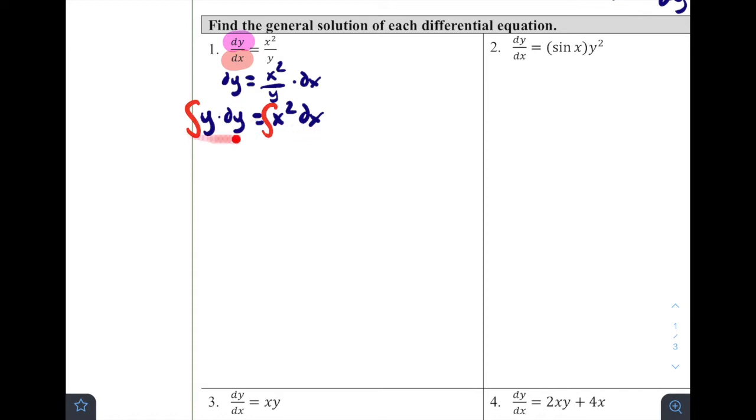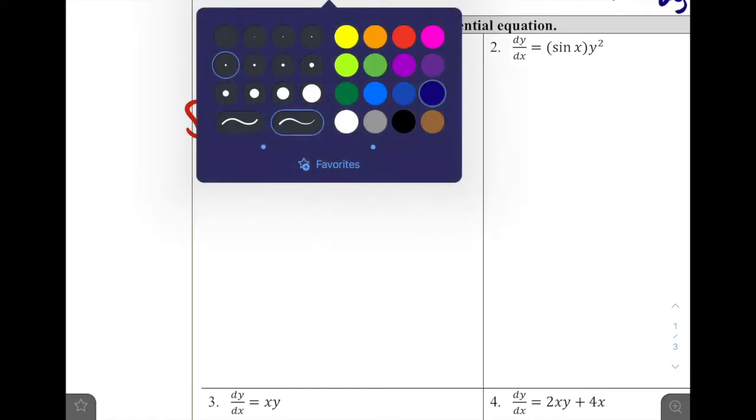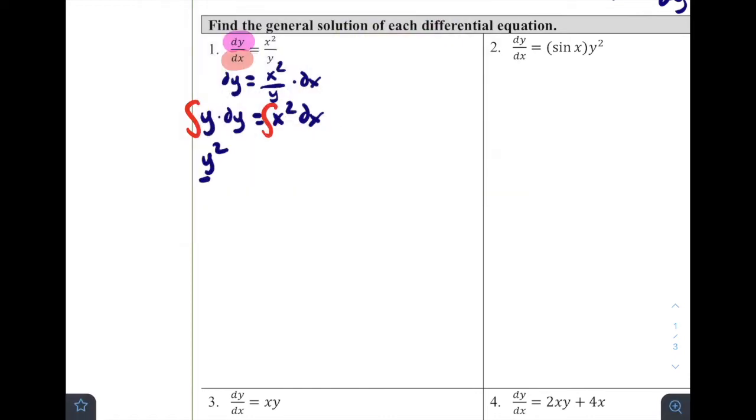Now at this point, we can use all of our knowledge from chapter 6 about how to take an antiderivative. And we know that because this is a y to the 1, we could use the power rule and add 1 to that exponent and divide by that new exponent. If we do that, that's going to give us y squared over 2 is equal to the antiderivative of the right side of this equation. Because it's an x squared, we're going to add 1 to it, so it's going to become an x cubed, and we need to divide by that new exponent of 3.